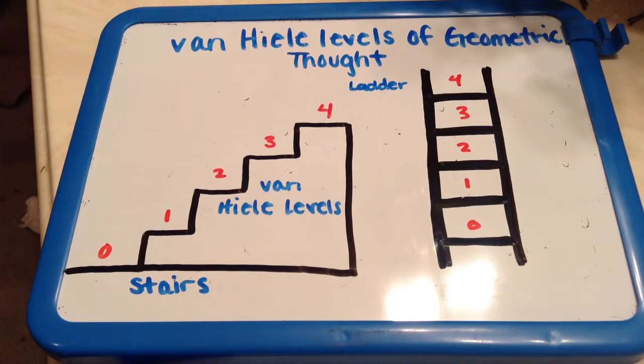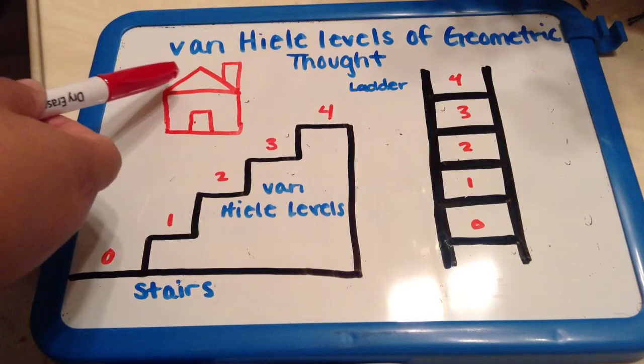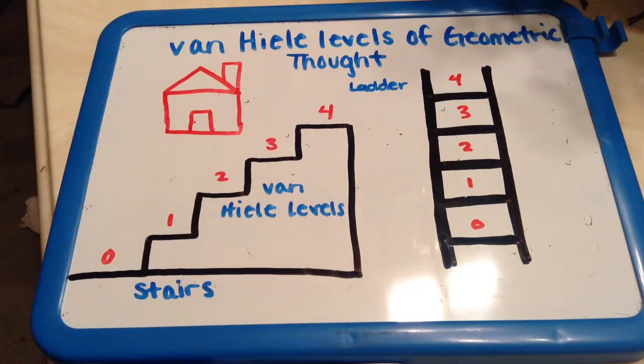Level 0 students are beginners. They see the shapes and are able to label them by the name and usually tell what the shape looks like. For example, a level 0 student might say a triangle looks like the roof of a house, or a rectangle looks like a door.